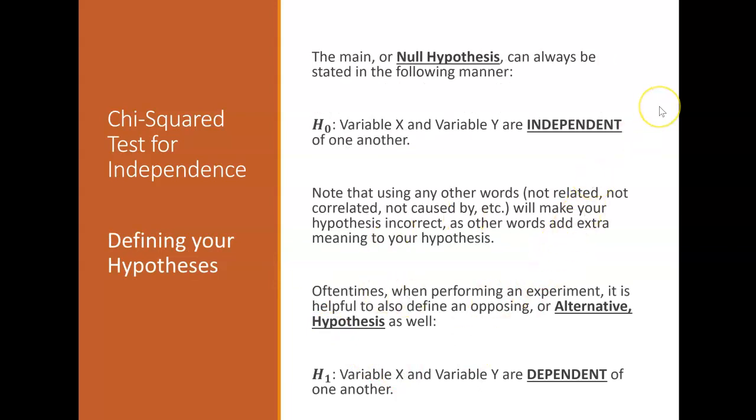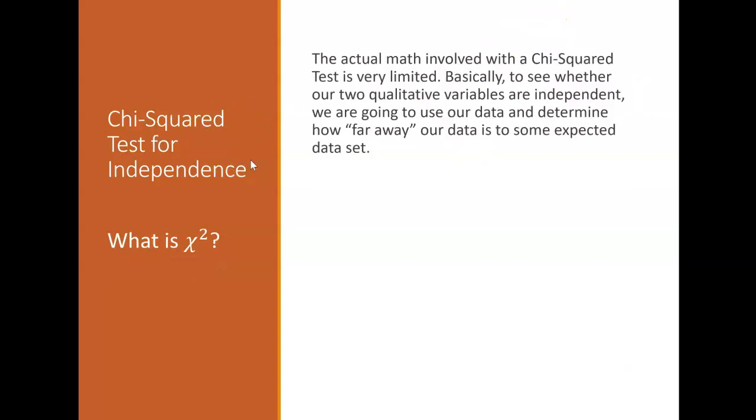Oftentimes when performing an experiment, it is helpful to also define the opposing or alternative hypothesis. So that would be variable x and variable y are dependent on one another. The only other option I would accept there is saying not independent. Okay? So again, for the independence test, null is the two variables are independent of one another. Alternative is the two variables are dependent on one another. Hopefully, again, should be easy to remember that.